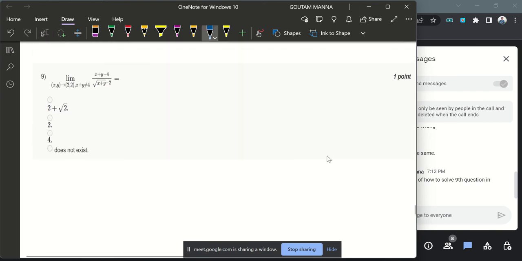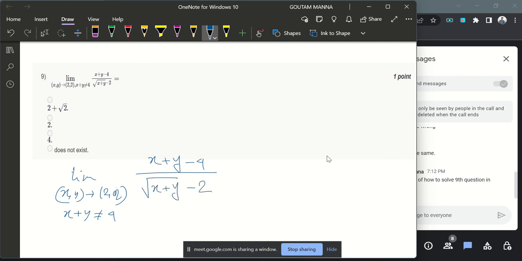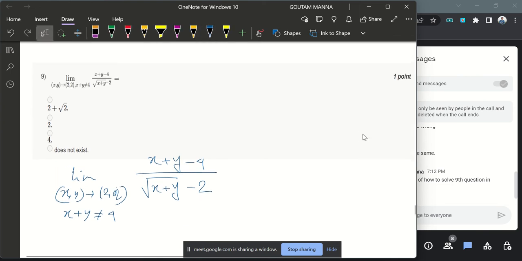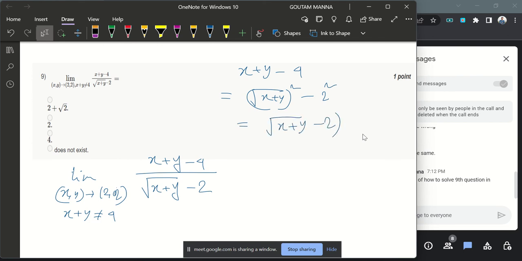Now the next problem: you are asked to find the limit of this expression. You are asked to find the limit as (x, y) tends to (2, 2), with x plus y not equal to 4, of (x plus y minus 4) by root under (x plus y) minus 2. So now this x plus y minus 4 can be written as root under (x plus y) squared minus 2 squared, which is root under (x plus y) minus 2 times root under (x plus y) plus 2.